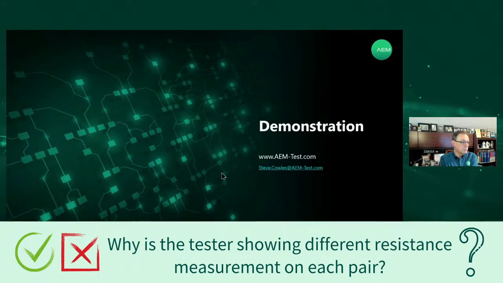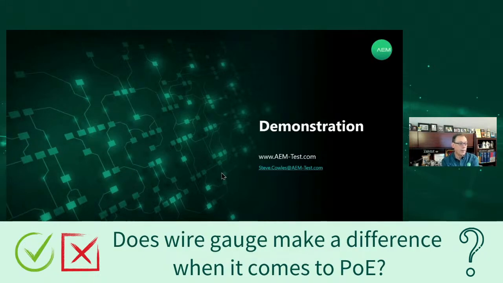The next question, does the wire gauge make a difference when it comes to PoE? So this one, we haven't talked specifically about wire gauge in this presentation, but the information that we've talked about so far should give you a little bit of a clue. So again, does the wire gauge make a difference when it comes to PoE?